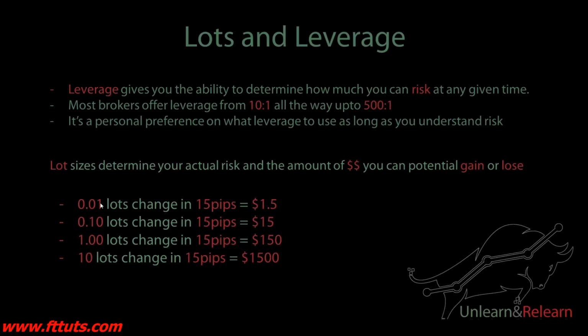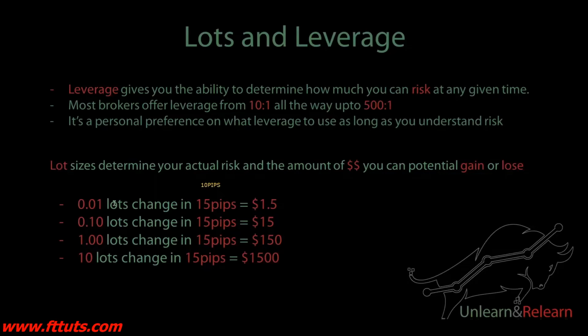The lot sizes start from a minimum of 0.01 lot and go all the way up to 100 lots. So when you're starting from 0.01 lots, and for the sake of simplicity let's say price moves by 10 pips, right? If you have a 0.01 lot and price moves by 10 pips, this means you're making $1.